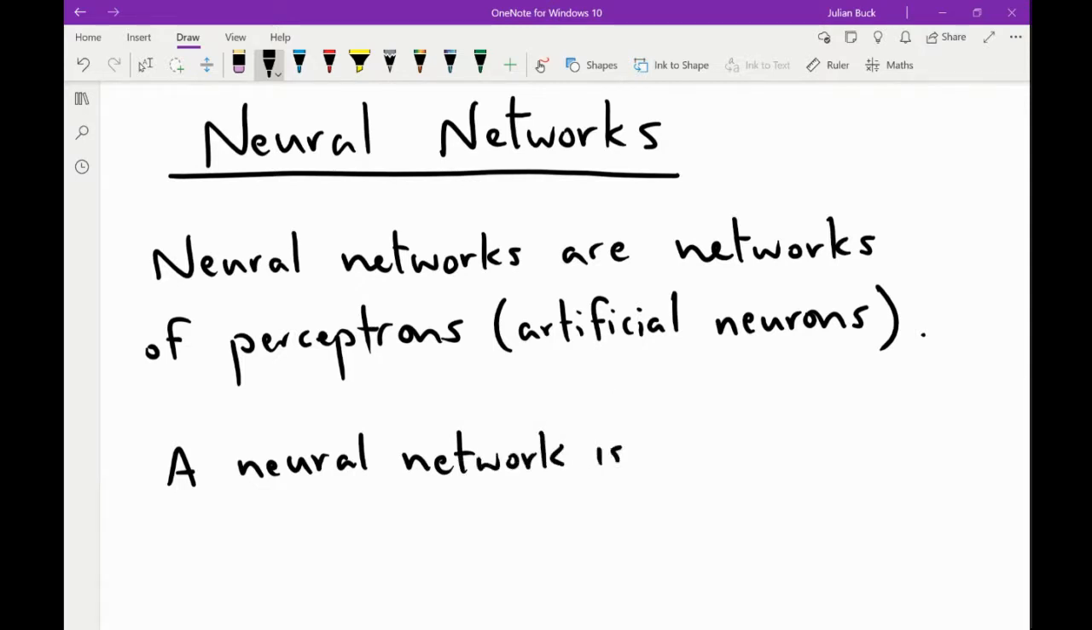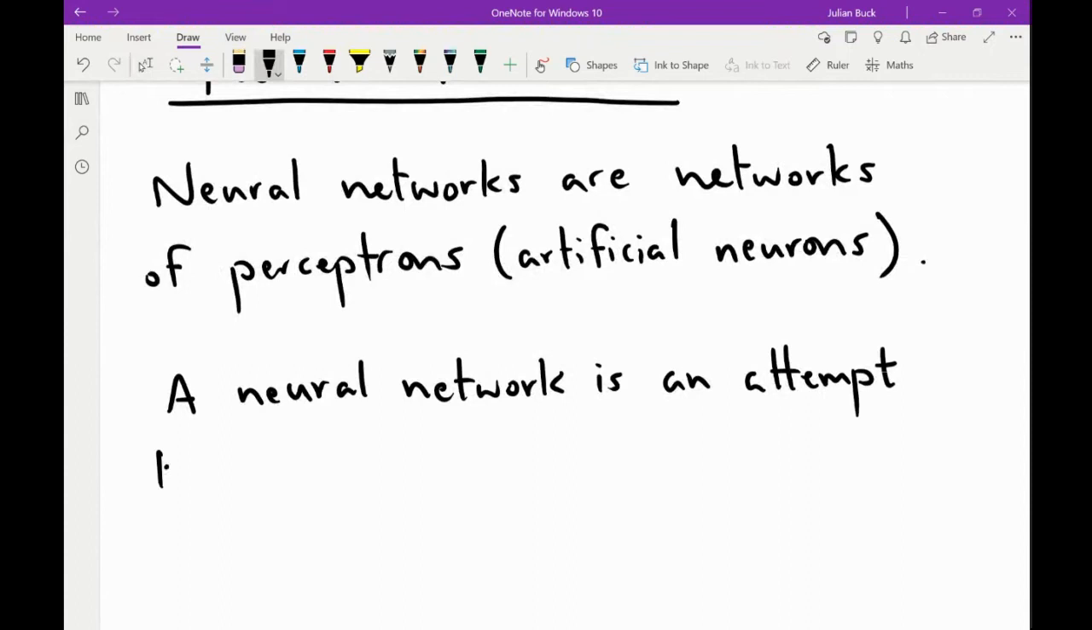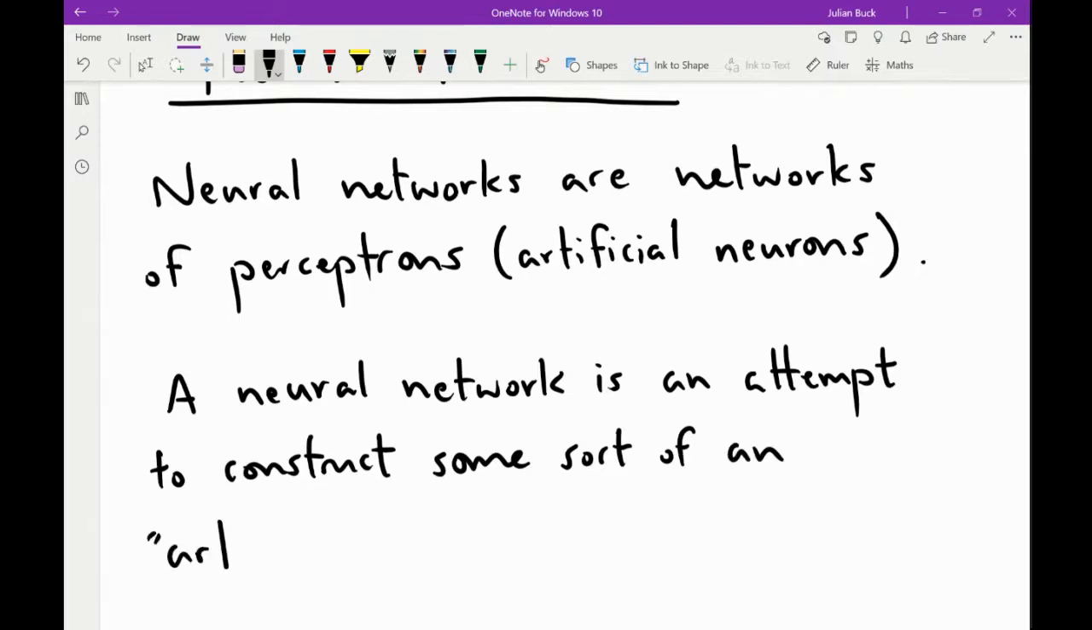So a neural network is an attempt to construct some sort of artificial or computational mathematical brain, however you want to describe it. Okay.